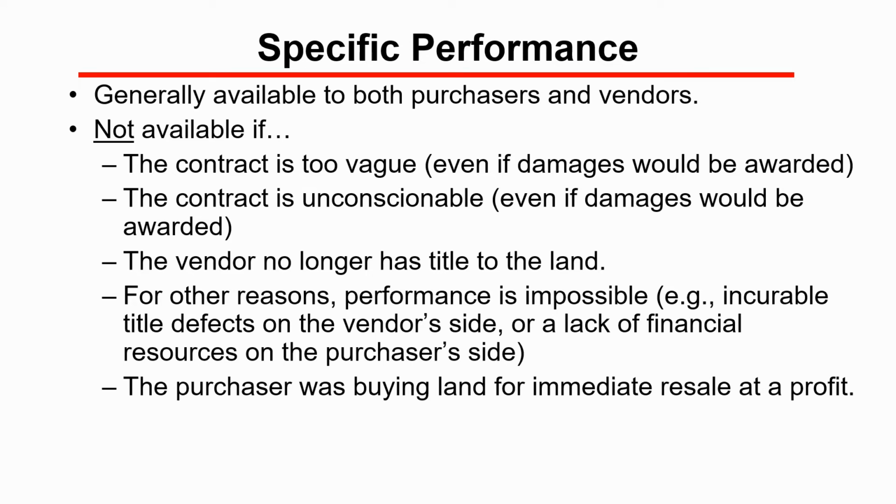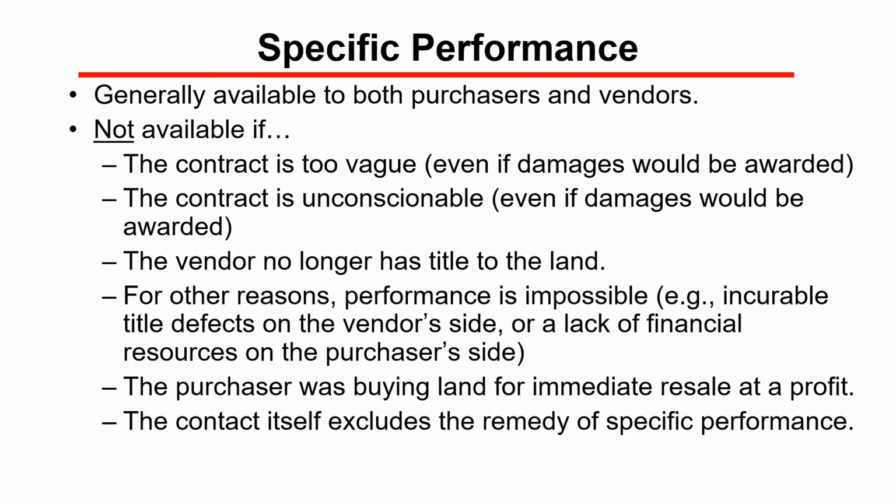Sometimes the purchaser is a flipper. They were buying the land, but they already had a contract to resell it to somebody else at a profit. In that situation, the courts usually will not give specific performance because it's very easy to measure the damages with a high degree of accuracy by looking at the profit that the purchaser was going to make.